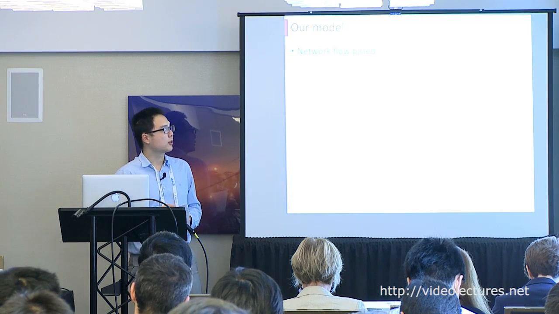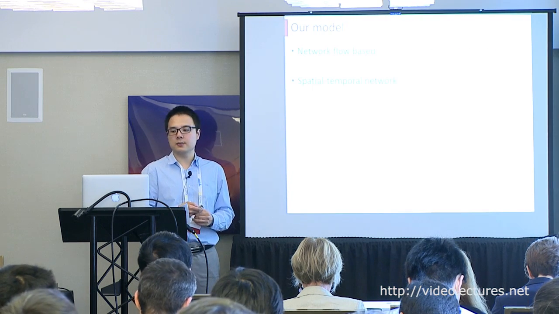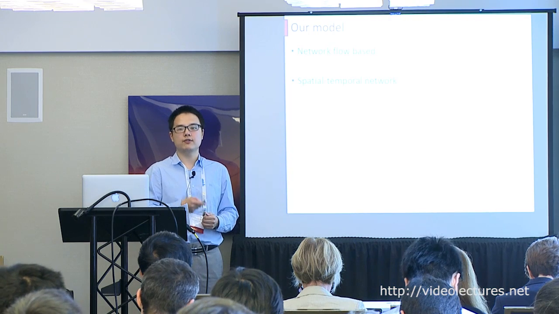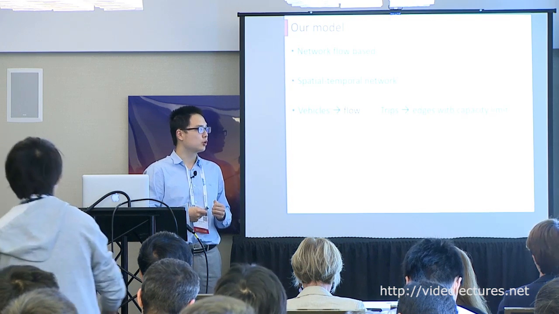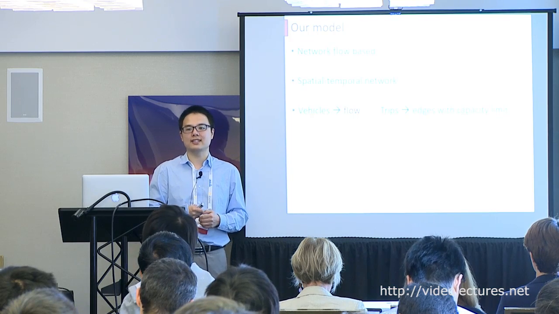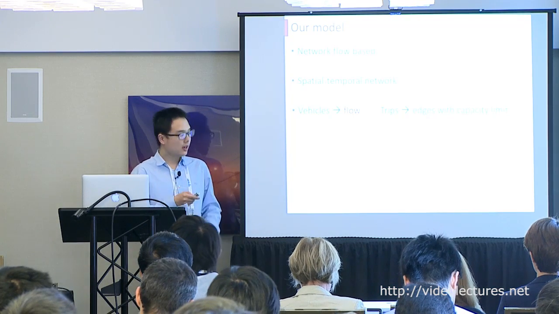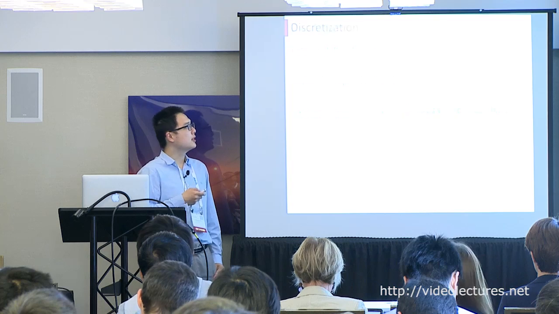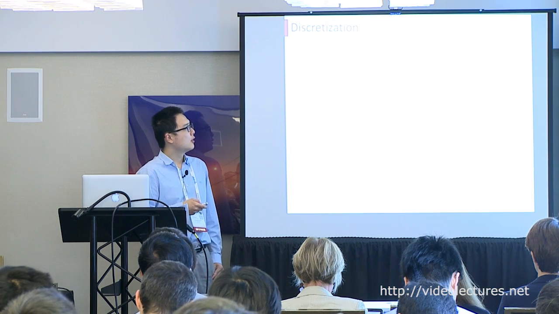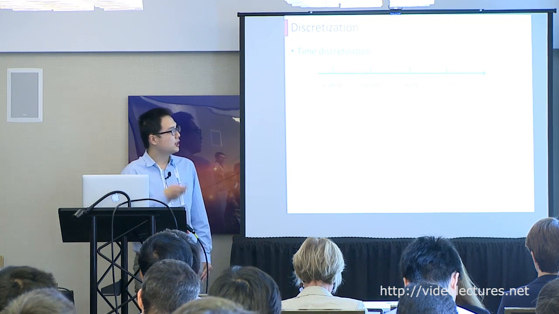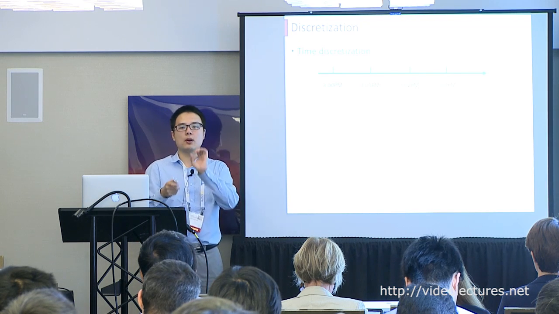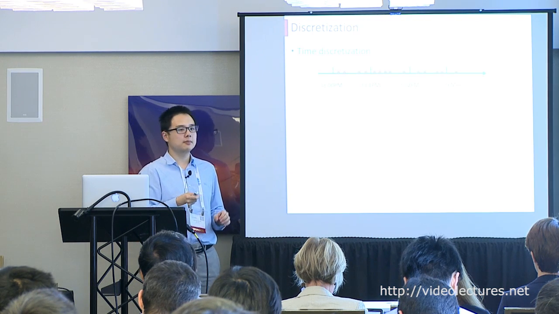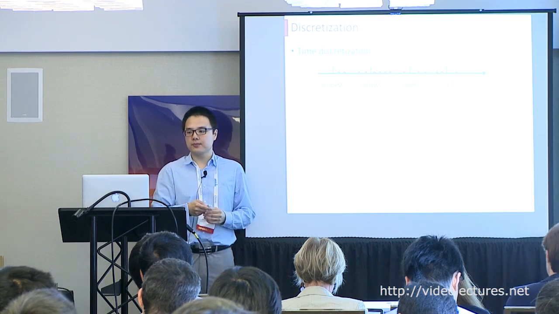Our model is network flow based in a spatial temporal network in which vehicles are represented by flow and trips are represented by edges with capacity limit. Okay. The first step in our model is discretization. For time, we partition the time axis into bins of 1 minute and put the start and end time of each trip into the bins.